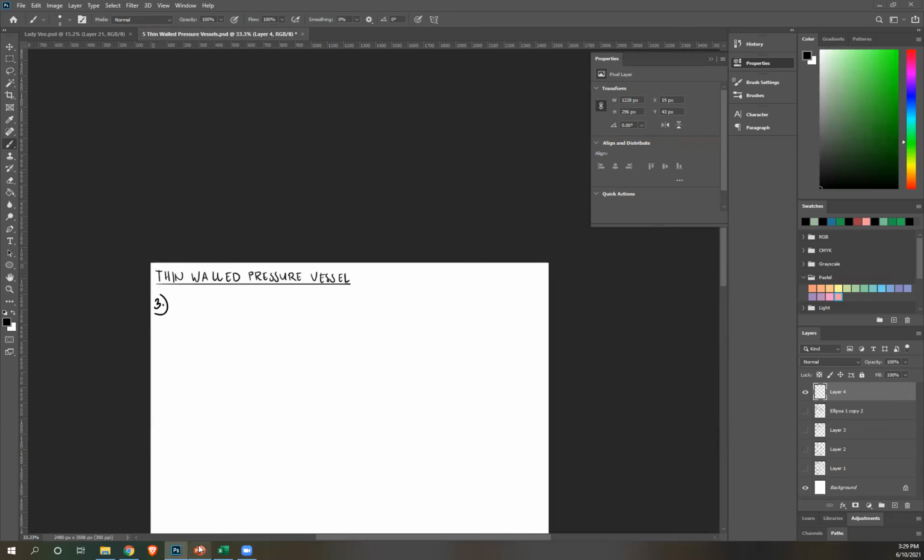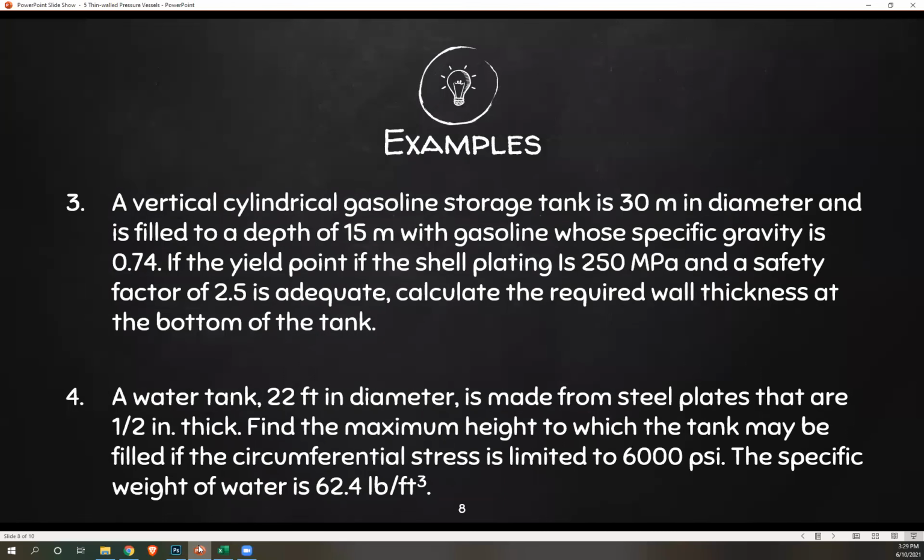Number 3. A vertical cylindrical gasoline storage tank is 30 meters in diameter and is filled to a depth of 15 meters with gasoline whose specific gravity is 0.74. If the yield point of the shell plating is 250 MPa and a safety factor of 2.5 is adequate, calculate the required wall thickness at the bottom of the tank.